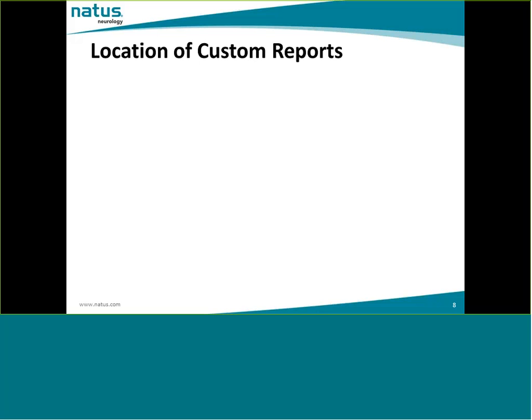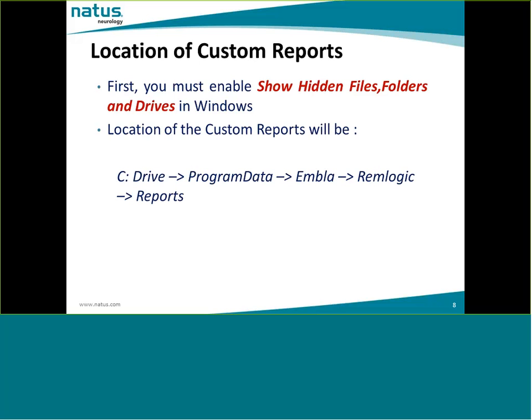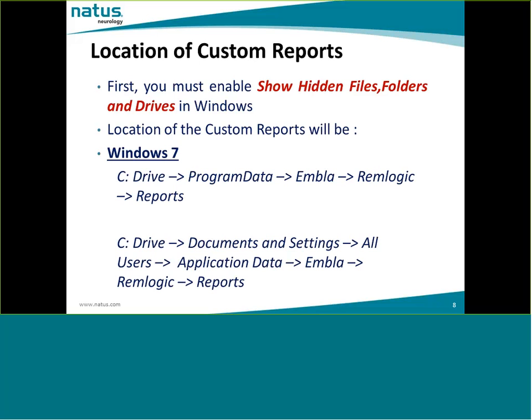The next thing is, where do you find the Word custom reports on your computer? But first, you must show the hidden files, folders, and drives in the Windows settings. For Windows 7, the location will be under C drive, ProgramData. ProgramData is a hidden folder. So after you unhide the folder, you can see this folder appear in C drive. Just click on Embla, RemLogic, and Reports. All the custom reports will be in this folder.